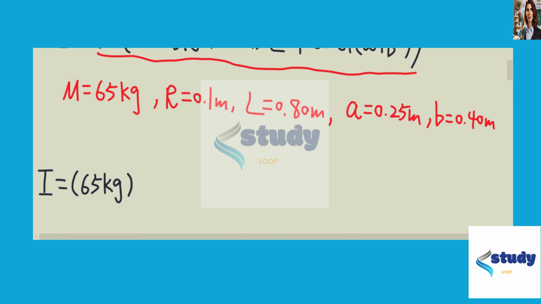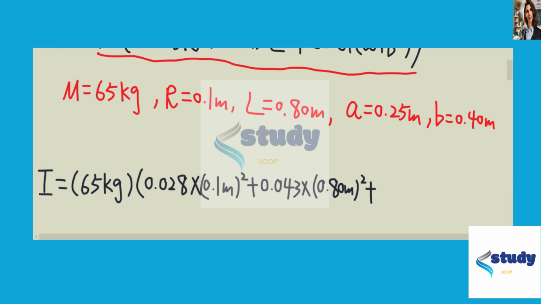If we plug back into the equation, we'll have I equal to 65 kilograms times 0.028 times 0.1 meter to the power 2, plus 0.043 times 0.80 meter to the power 2, plus 0.067 times 0.25 meter to the power 2 plus 0.40 meter to the power 2.